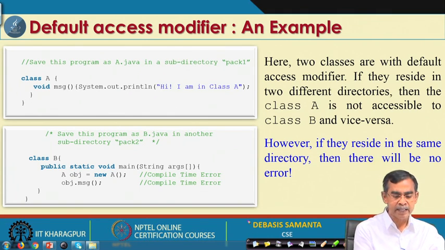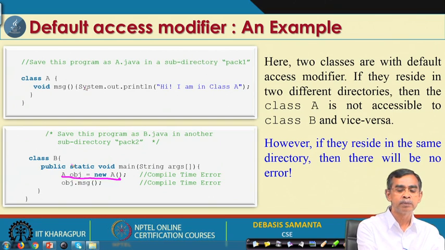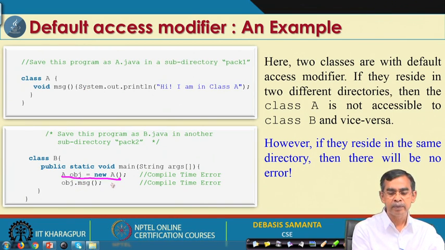Now, in the first statement we create an object of class A, and in this method main we call the method MSG which belongs to the class A object. So, if we run this program, it will print a message like, hi, I am in class A.